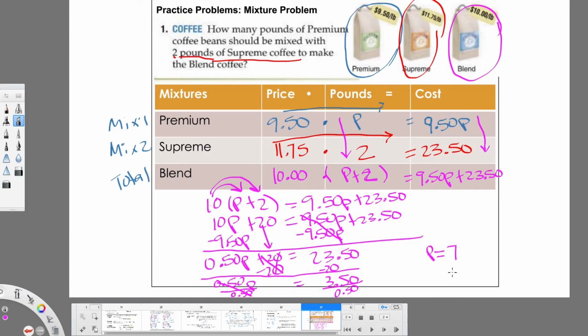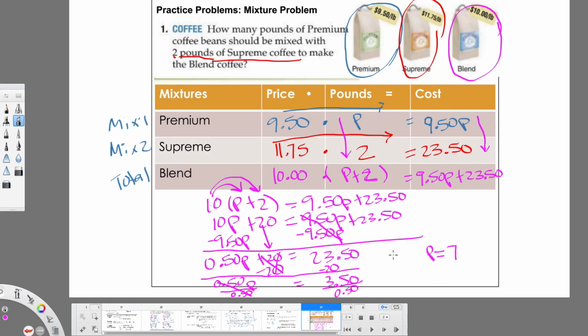So I kind of did that in my head there, quickly. But you could also just do this on a calculator, 3.50 divided by 0.5. That's perfectly fine. You'll still get 7. But you can do that mental math if you think about what you're being asked to find. So P equals 7. What does that mean? We need to make sure we explain it.